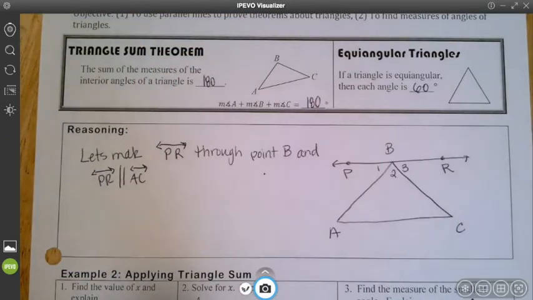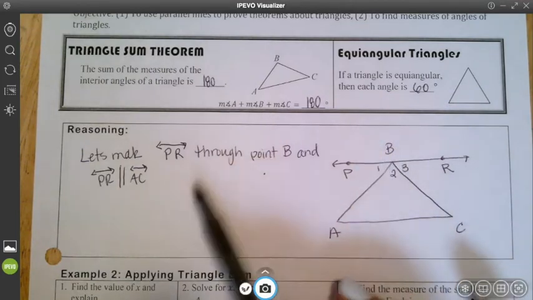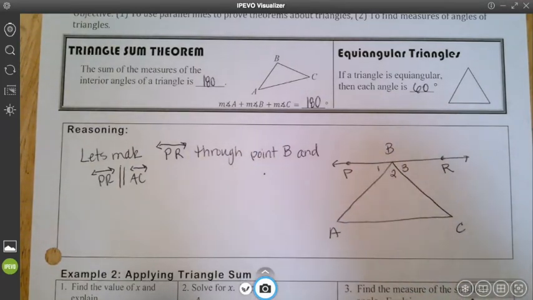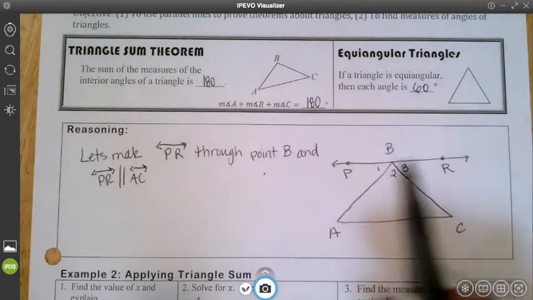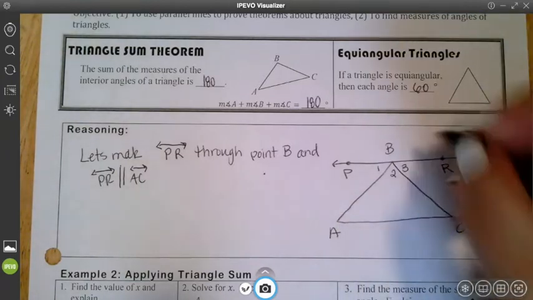And why can we do that? Well, there are an infinite number of lines, and we're just choosing the one that satisfies these conditions, right? So I could make two lines with the same slope through any point, right? And so we're just choosing this line to be the one that's parallel to AC.